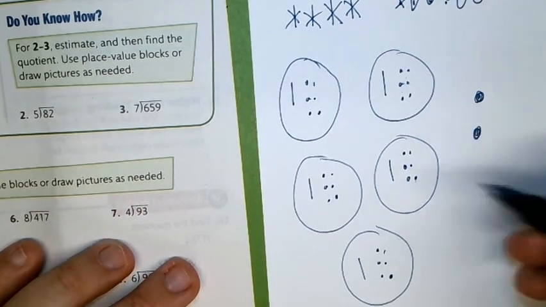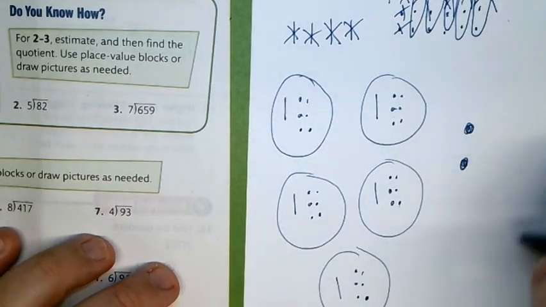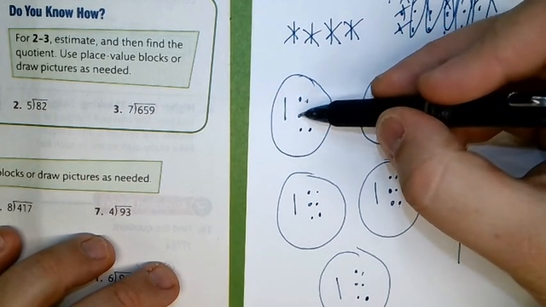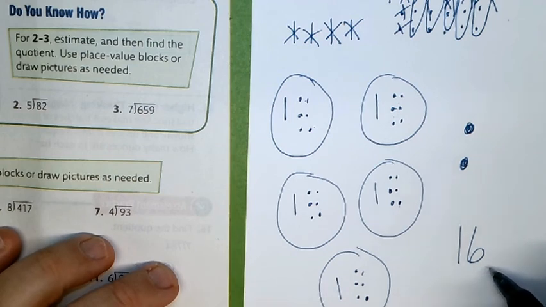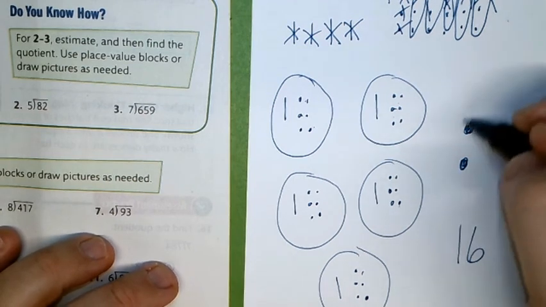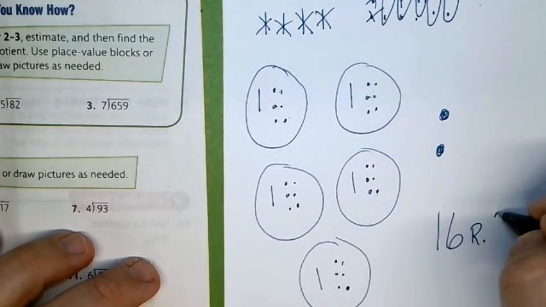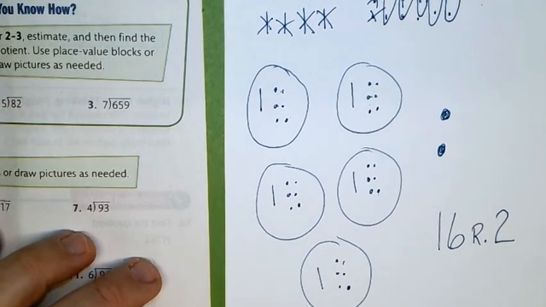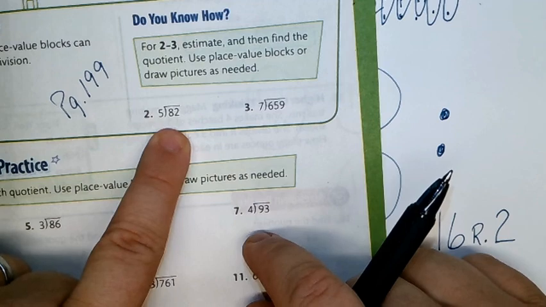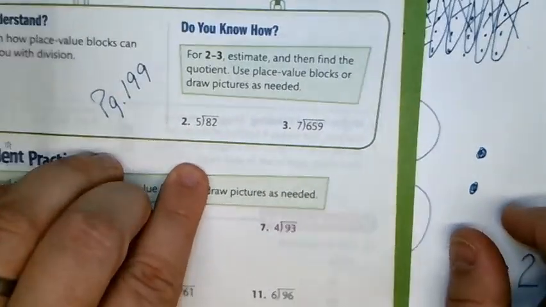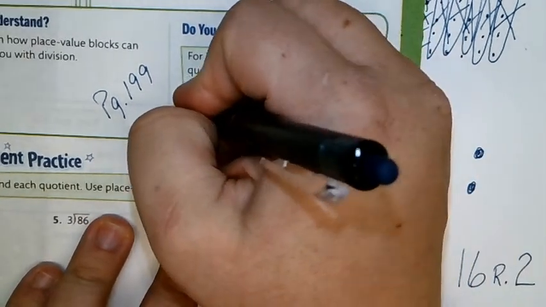I created my groups. Now my last question is, how many are in each group? Well, I have a 10 straight, and then I have 1, 2, 3, 4, 5, 6. So a 10 straight, and then 6 more is 16. And I can't forget, these don't have a home. So what are they? Well, they are a remainder. So there is a remainder of 2. All right. So when I come back over here, I go, what is 82 divided by 5? The place that I actually write my answer is on top of the dividing line here. So I'm going to put 16R2.